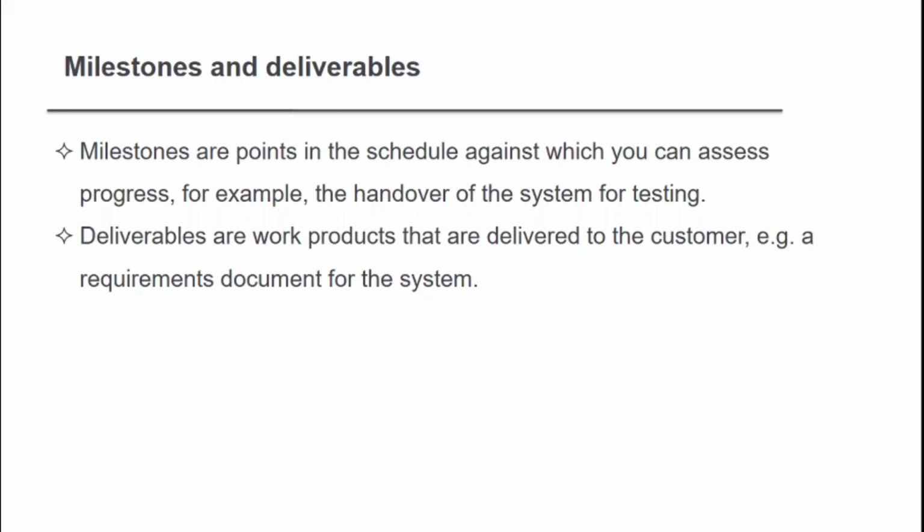Milestones and deliverables. Milestones are the points in the schedule against which you can assess progress, for example, the handover of the system for testing. Deliverables are work products that are delivered to the customer, for example, a requirement document for the system.